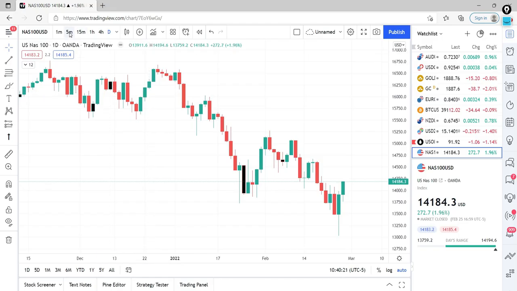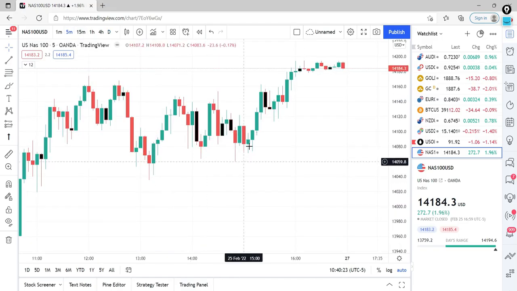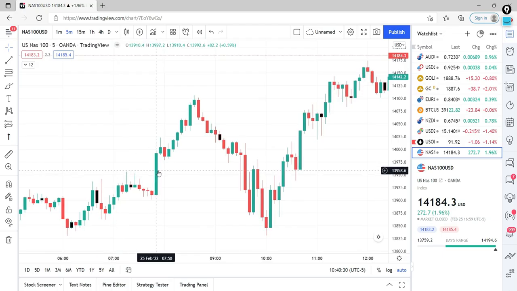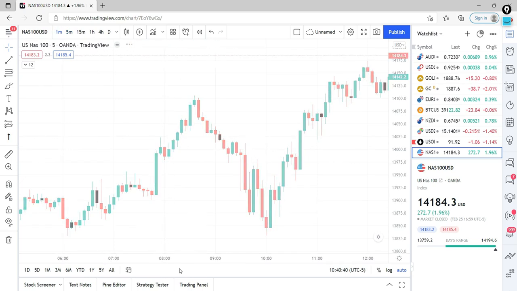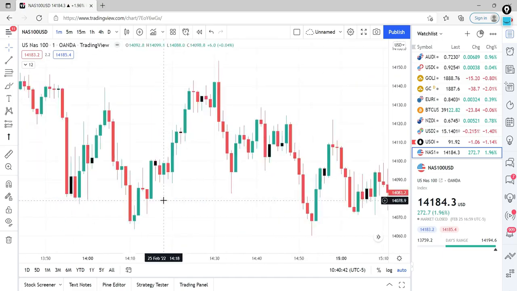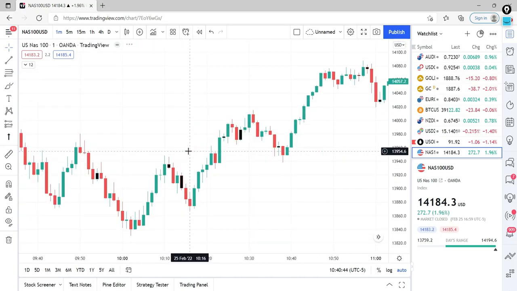Now, when we go to the 5 minute chart, every candle is 5 minutes. So right here, this is 7:50 a.m. This is 7:55 a.m. This is 8 o'clock. So every candle is 5 minutes. Same thing with the 1 minute chart. We go to the 1 minute chart. Every candle is 1 minute. So this right here is 10:14. This right here is 10:15, and so on.